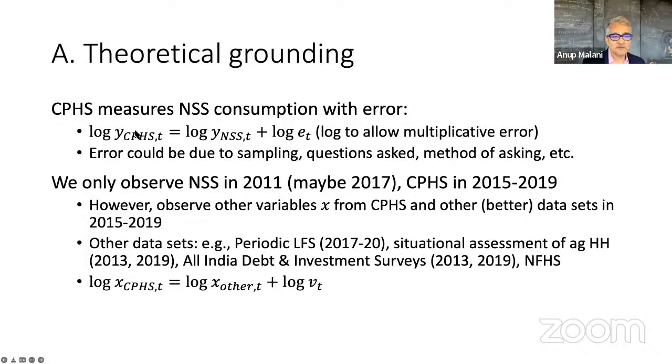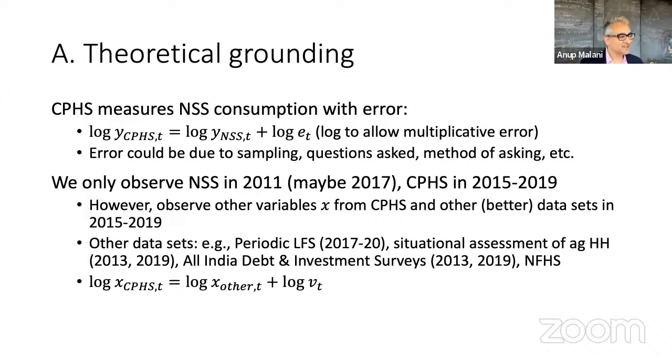So you can think about log of CPHS as being something like log of NSS, same year, plus some error term. Okay, and there's lots of reasons for that error, by the way. There are sampling differences, questions asked differences, method of asking questions differences. Anybody that's done this, like I've gone out and done several surveys where I say, I'm going to take questions from NSS, I'm going to repeat them in the field, and we get totally different answers.